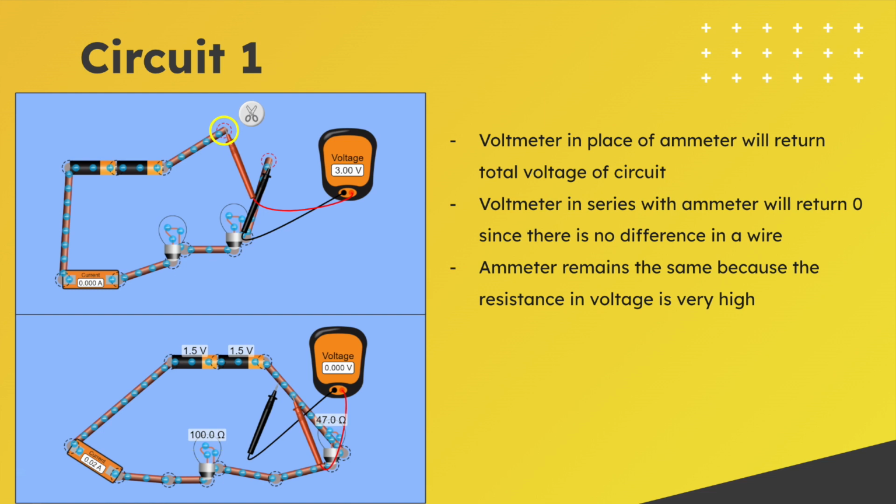A voltmeter in series, however, with the ammeter will return zero, since there is no difference across a wire, because the wire has zero resistance in it. The ammeter reading remains the same because the resistance in the voltmeter is very high, and so the ammeter reading will still be the total current in the circuit.